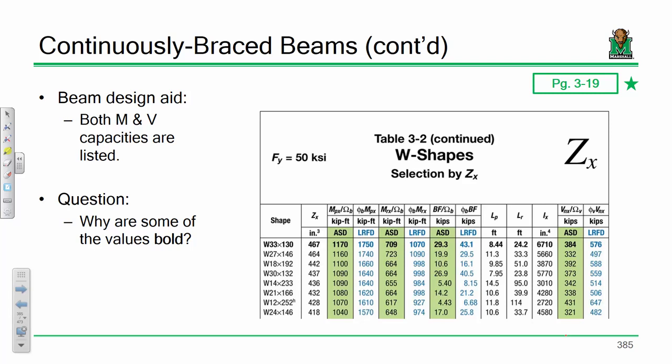First off, notice again, like many of the design aids that we use in this class, there's ASD and LRFD. So ignore the green numbers. We're only going to use the blue numbers.